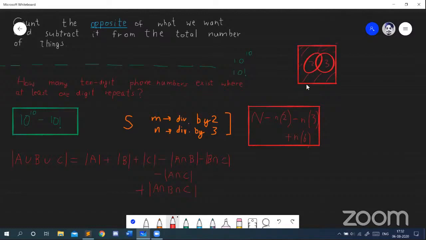So I'm saying you can find the total number of elements. You can subtract the number of elements which are in 2. Then you can subtract the number of elements which are in 3. But then you subtracted this region twice. So you're going to add it back once, right? And that's where you get this.